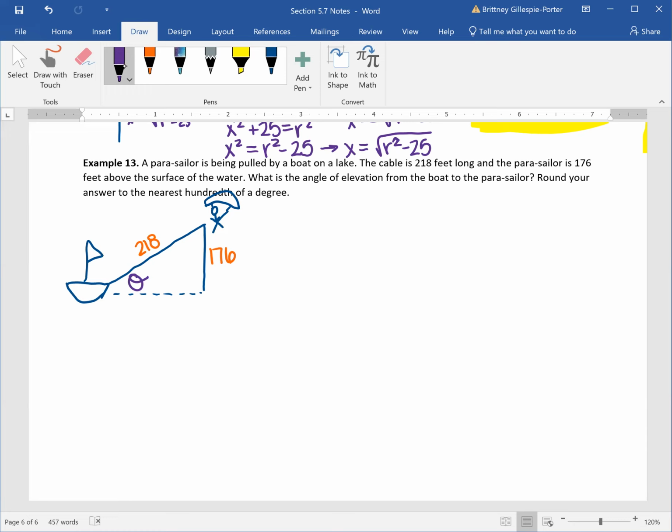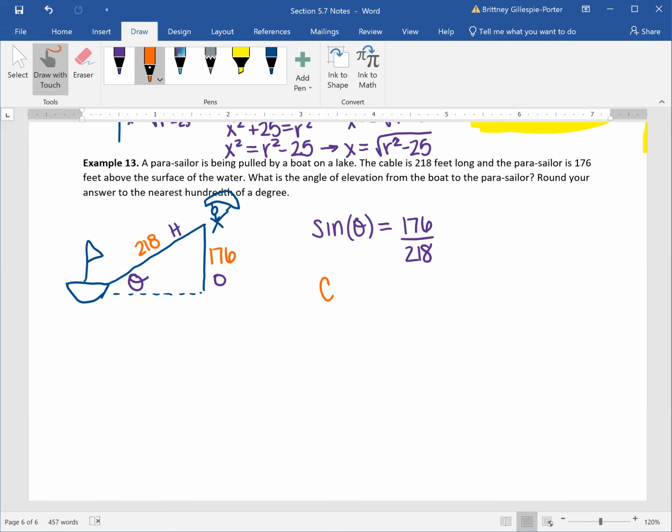We're looking at the opposite and the hypotenuse, which means that we're going to use sine. If we would have been given adjacent and hypotenuse, we would have used cosine. If we would have been given the two sides and not a hypotenuse, we would have used tangent. But here we can set it up. We have sine of theta is equal to 176 over 218. I'm not even going to simplify this. I'm just going to keep going forward.